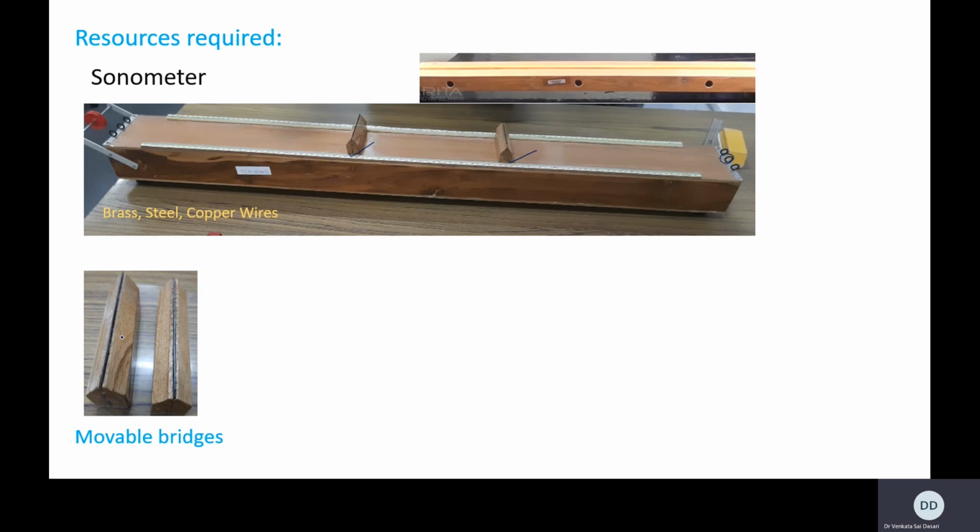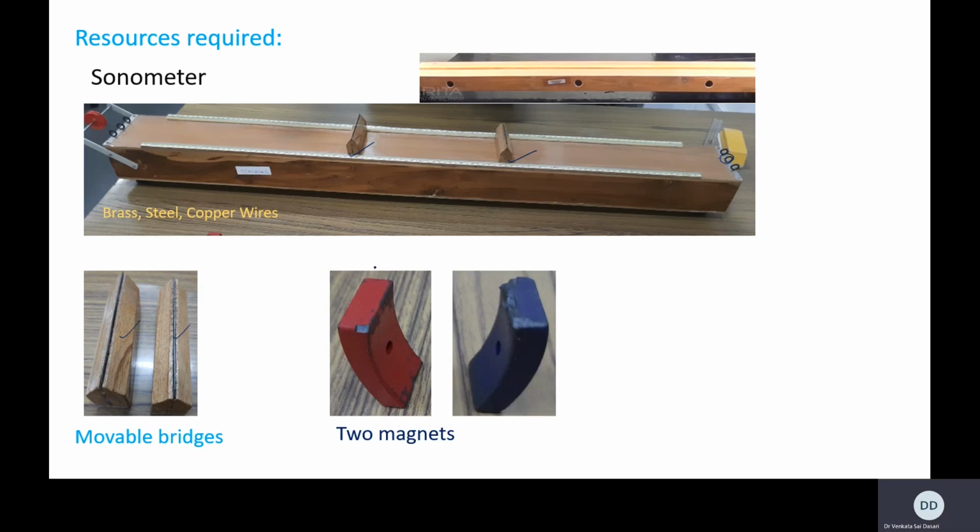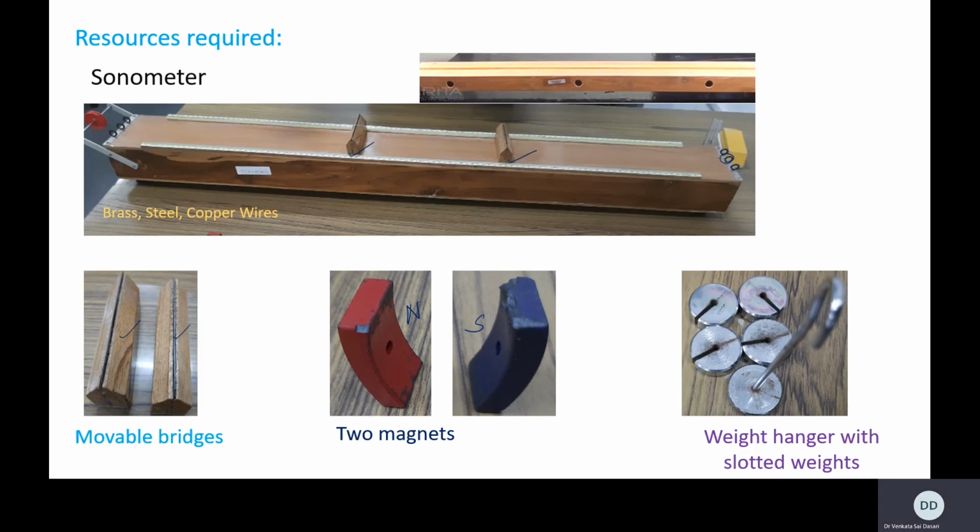Two bridges. These are the movable bridges. Two magnets, of opposite polarity. This is the North Pole, this is the South Pole. The magnetic field is from the North Pole to the South Pole. And a weight hanger with a set of slotted weights.